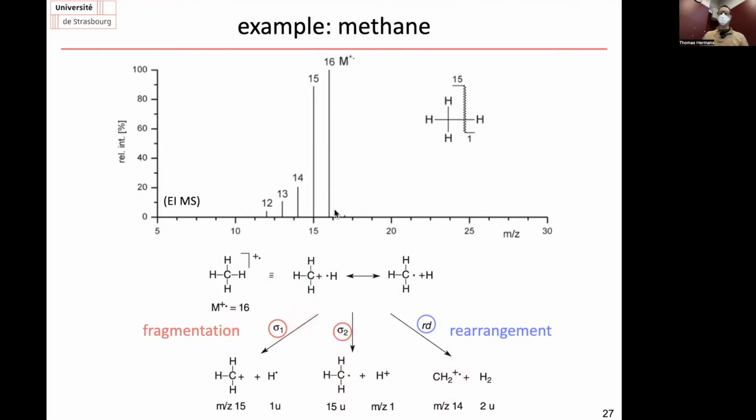Other than fragmentation, you can also get rearrangements, right? Rearrangements are a bit more complicated, and we'll get into that. Here we make a kind of carbene radical cation and H2. So we also have 14 and 2. Okay, so here it is 14, and then I can get further fragmentation events.